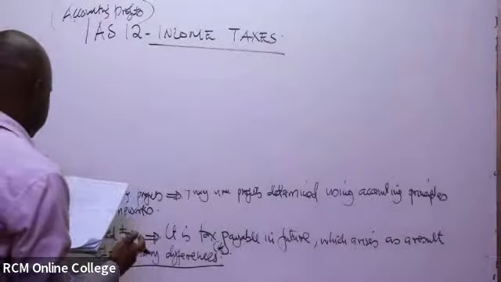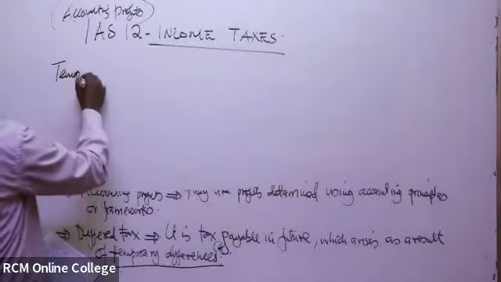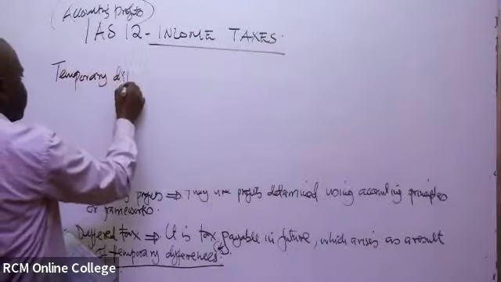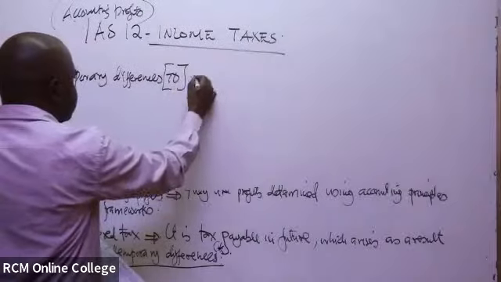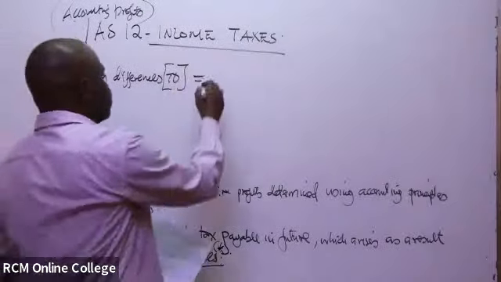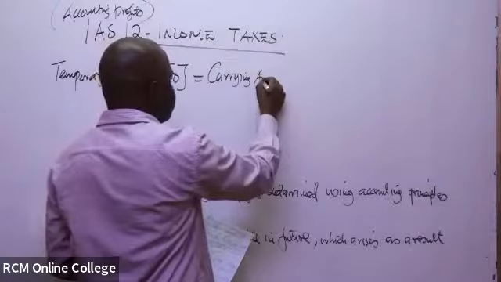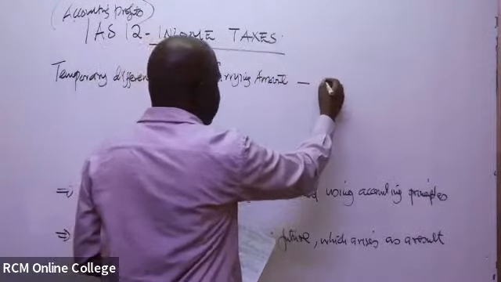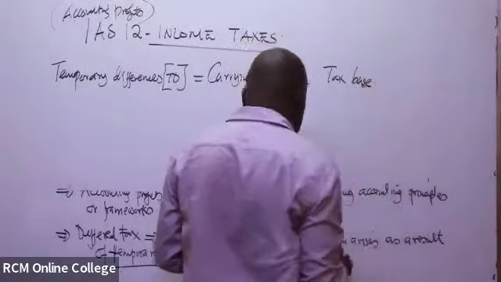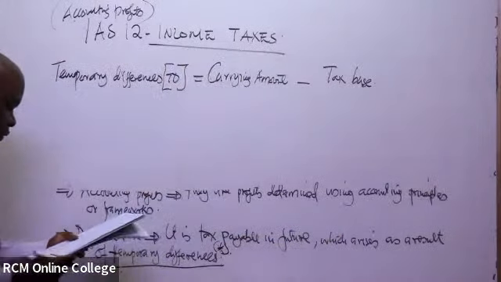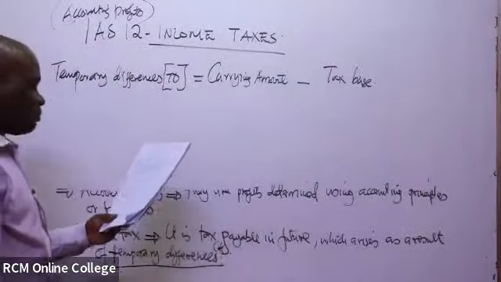So we're saying deferred tax will eventually arise from the temporary differences. There's a formula to determine these temporary differences, or in short, TD. It will be equal to the carrying amount of an asset minus the tax base.